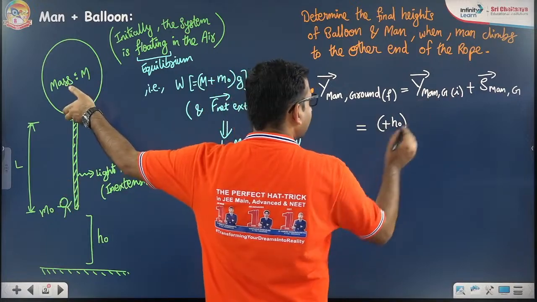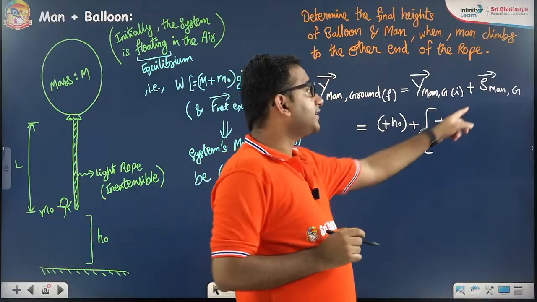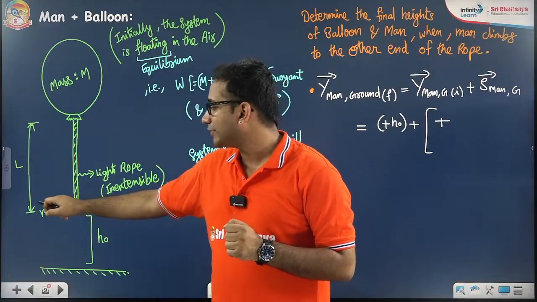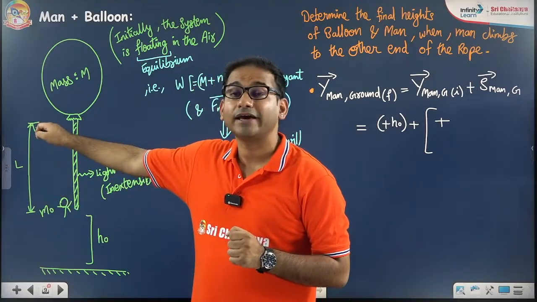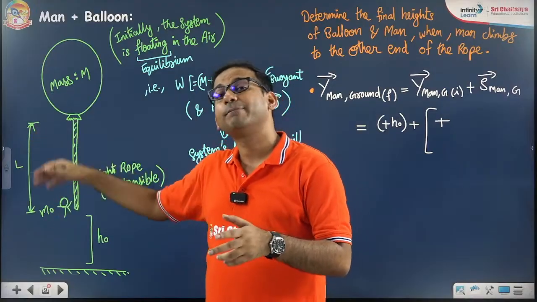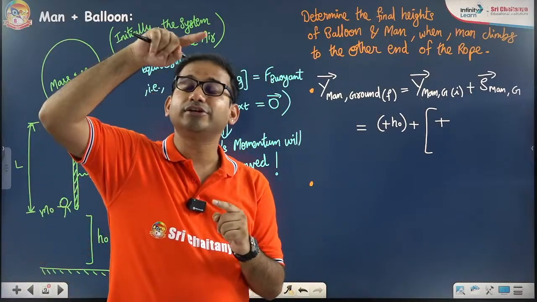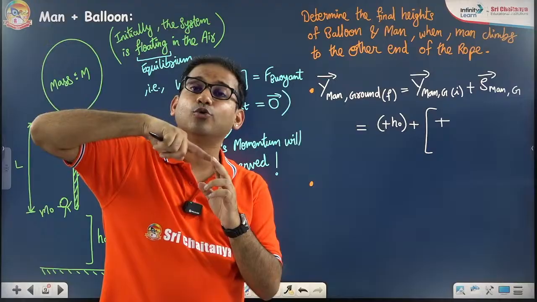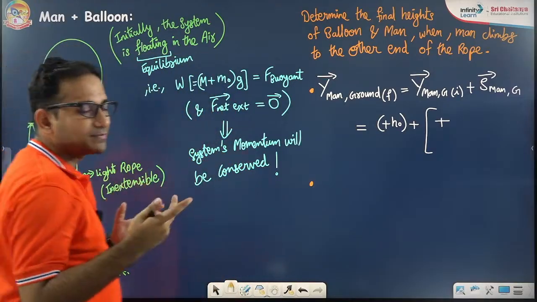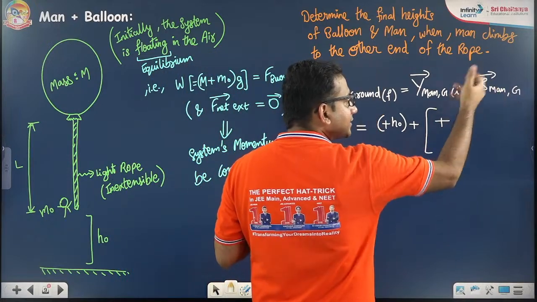If it is further climbing up, then it is positive, and always take the opposite mass, because when the man climbs, the man actually covers a displacement of L over the rope, which means relative to the rope or relative to the balloon. That is basically relative displacement. So if you are writing the displacement of the man, always take the opposite mass.